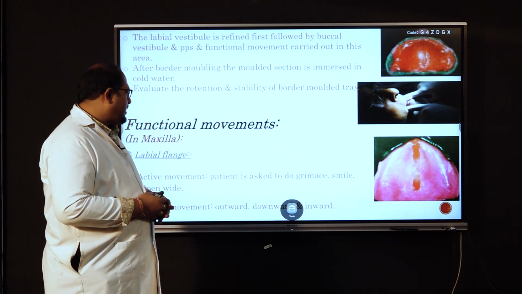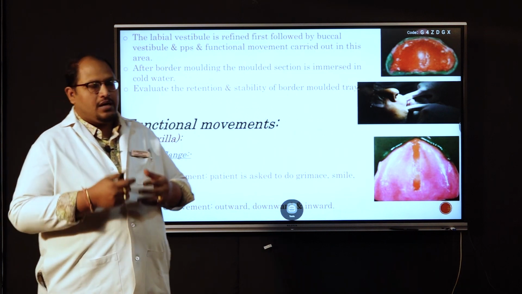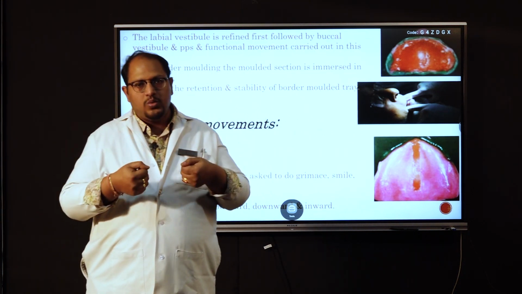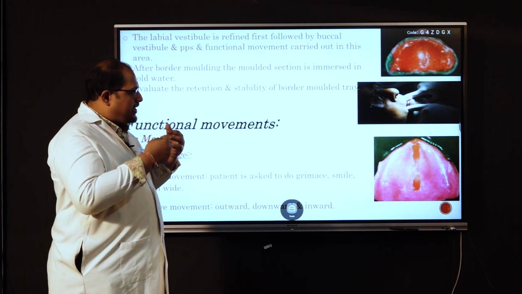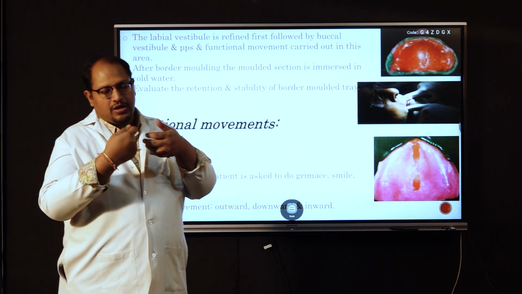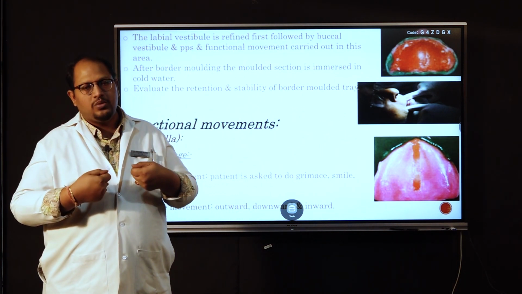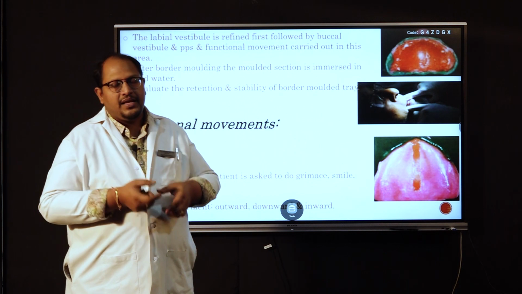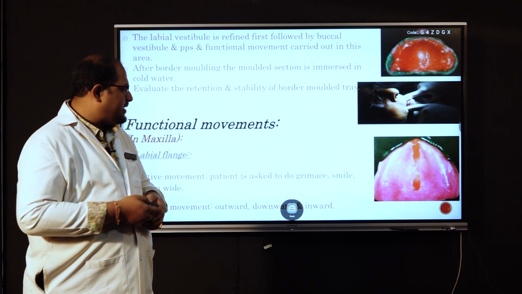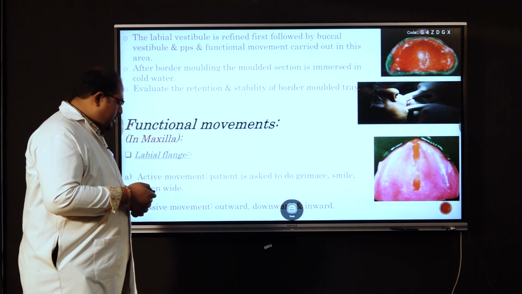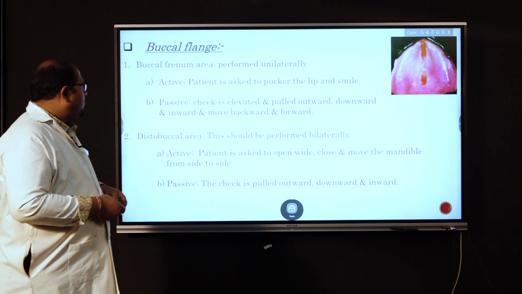So once we are doing the labial flange, how are we going to do that? We are going to do an outward, downward movement to the lip. That means we are asking the patient, when we have put the border molding tray inside the mouth, then we will do an outward, inward and downward movement of the lip area of the patient, so that we can record the labial sulcus section of the border molding. Next is the buccal flange area.